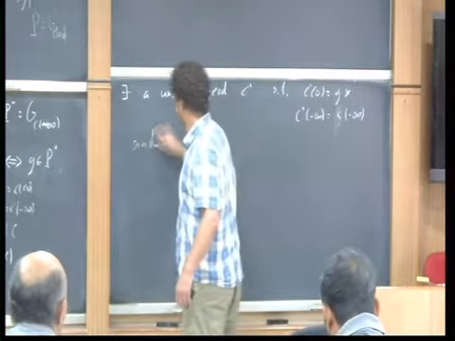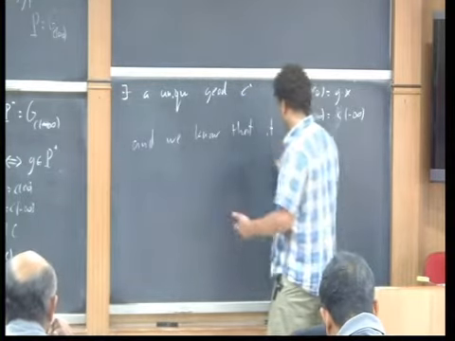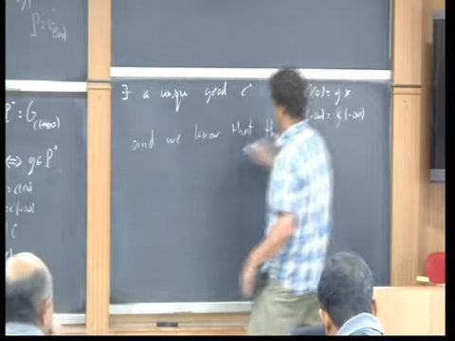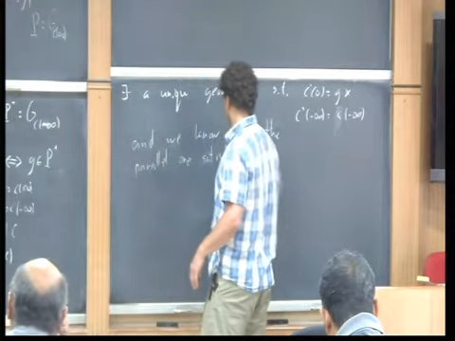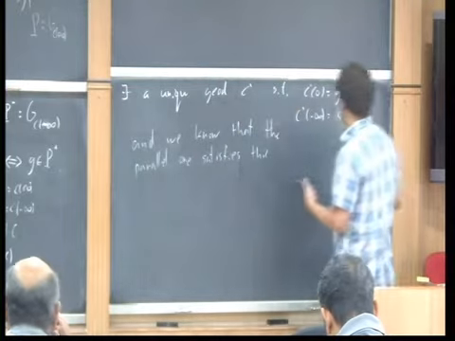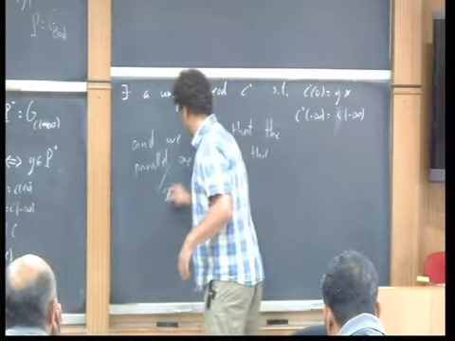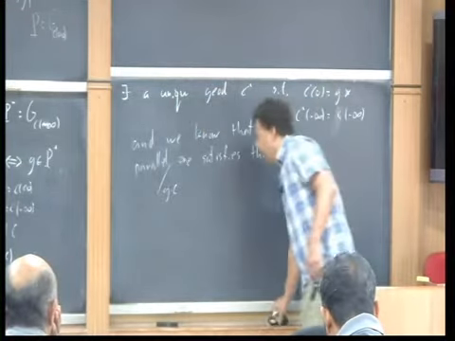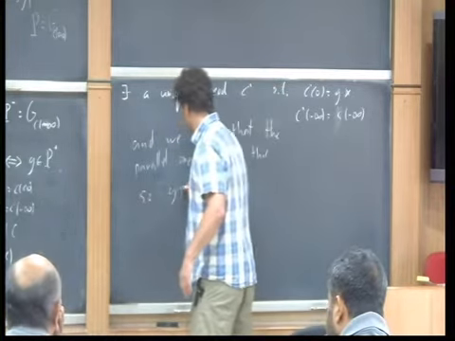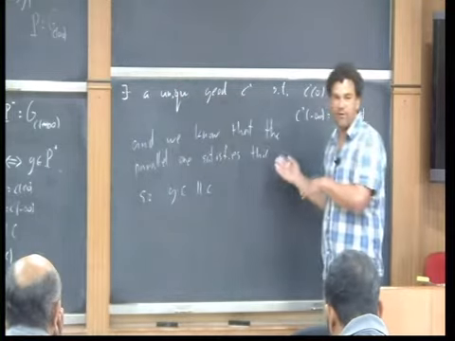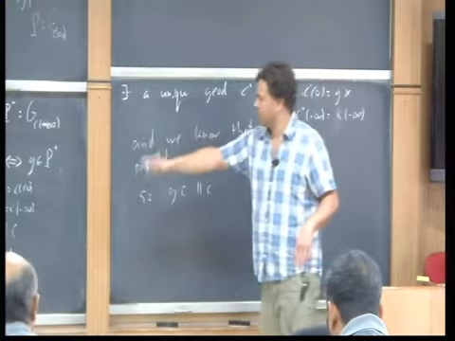And we know there is a parallel geodesic, and we know it satisfies this. G of C also satisfies this, and there is only one that satisfies this, so this must be the parallel one. So that finishes this claim.